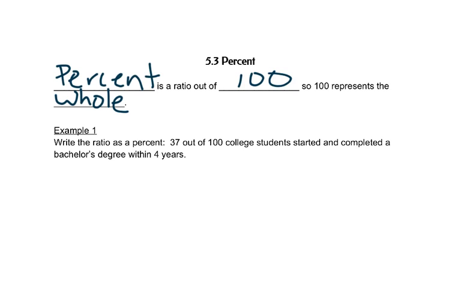So in example 1, it says write the ratio as percent. 37 out of 100 college students started and completed a bachelor's degree within 4 years. So because it says out of 100, this 37 is our percent. So we write 37%.